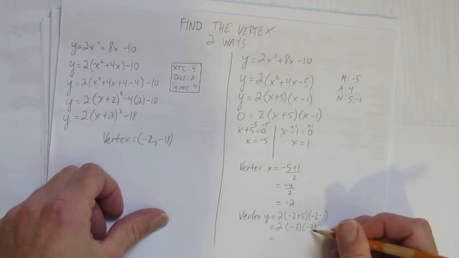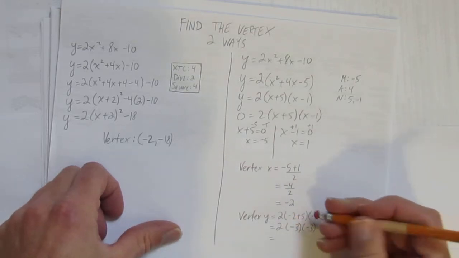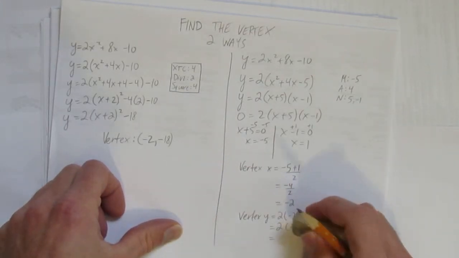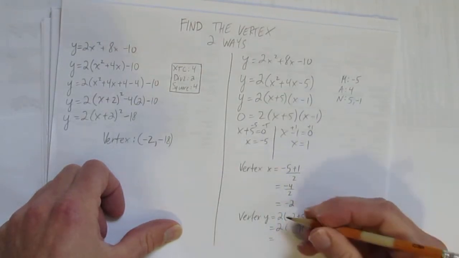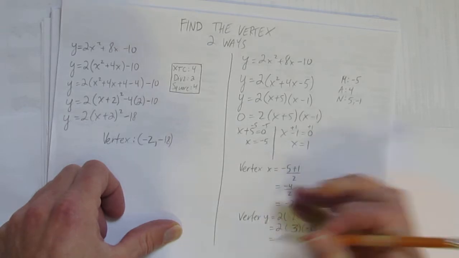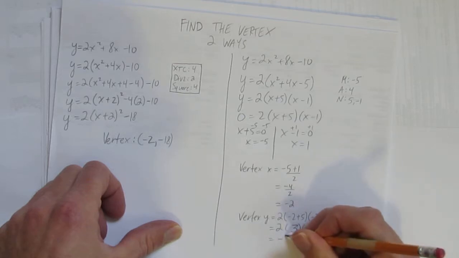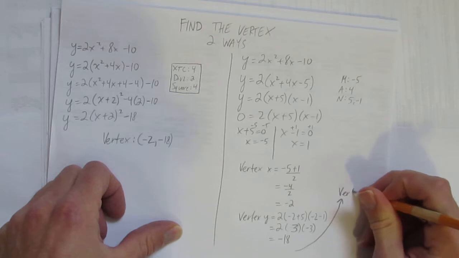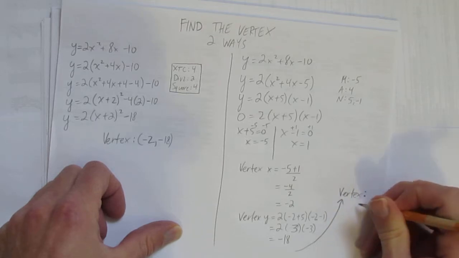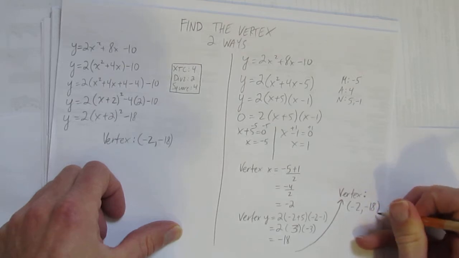And then times negative 3, wait a minute, it gives us positive 18. I should have got negative 18. What went wrong? Oh look, negative 2 plus 5, that should have been positive 3. Change that. Always good to check our work. So we have 2 times 3 is 6, times negative 3 is negative 18. And we'll just go up here and state the vertex, which we knew what it was going to be. The vertex is negative 2 for the x and negative 18 for the y.